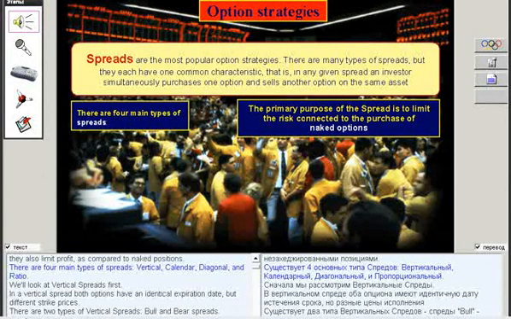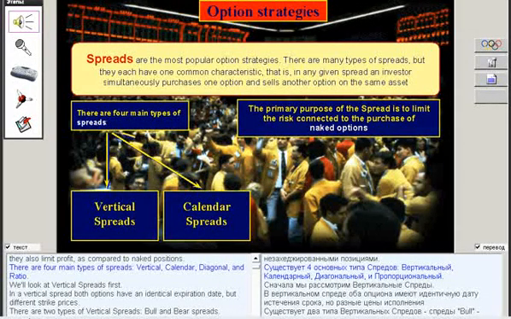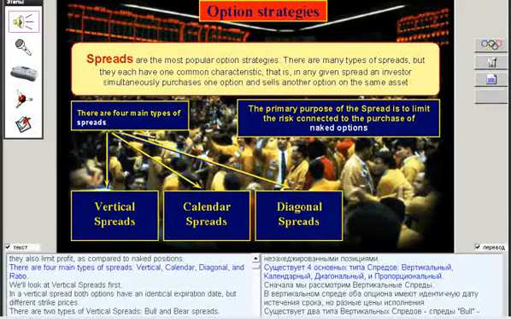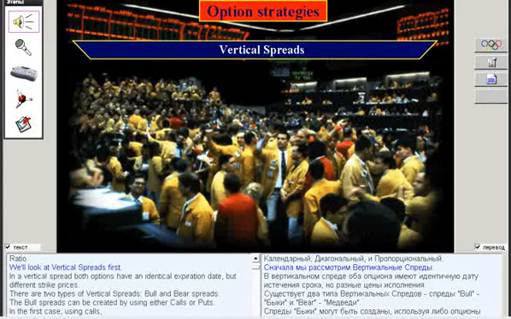There are four main types of spreads: vertical, calendar, diagonal, and ratio. We'll look at vertical spreads first.